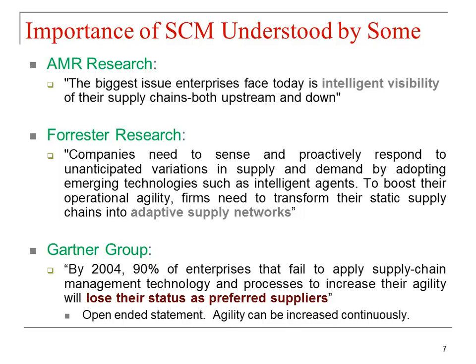So we need to have a better information flow between what's going on with the customer and what's going on in the manufacturing setting. According to the Gartner Group, by 2004, 90% of enterprises that fail to apply supply chain management technology and processes to increase their agility will lose their status as preferred suppliers. And this was an open-ended statement at that time, which illustrates the importance of having a good understanding of what's going on in your manufacturing plant.